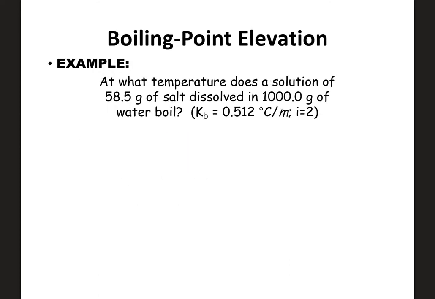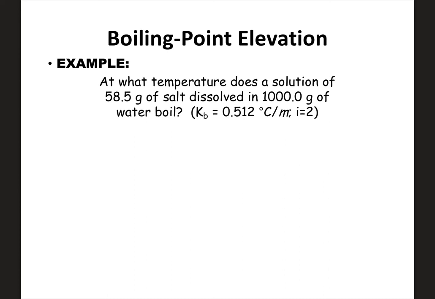Let's look at an example here. This problem says, at what temperature does a solution of 58.5 grams of salt dissolved in 1,000 grams of water boil? And they're giving you the Kb value, and they're also nice enough here to give you the I value. Even though it is salt, sodium chloride, you would have Na+ and Cl-, or 2 particles forming when it dissolves. So the I value is 2, but they were nice enough to give it to you in this problem and you don't have to figure it out.